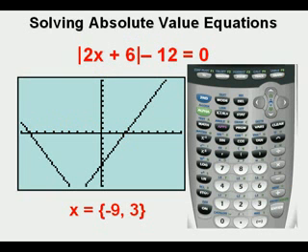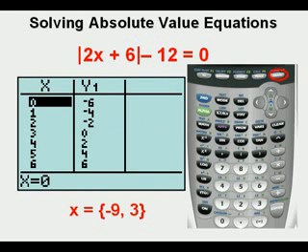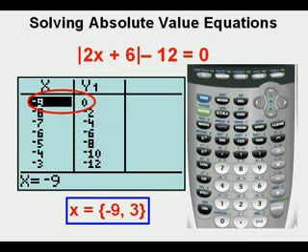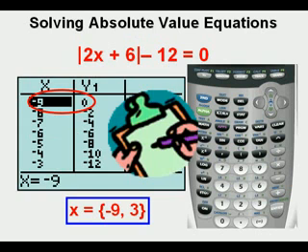We can check in our table view by pressing second, then graph to get the table view, and we see that 3 is in fact one of the solutions because it's 3, 0, and we can see if -9 is also a solution. We scroll upward with the up arrow until we get to -9, and we see that -9 is also a solution, proving our answers. Check. Let's try another one.